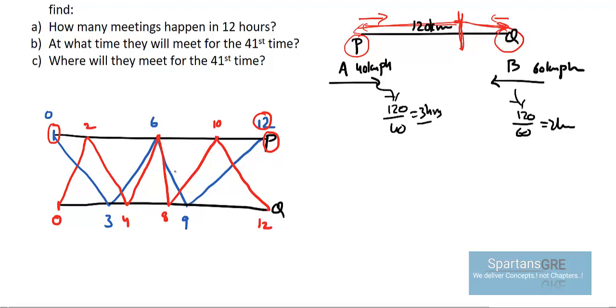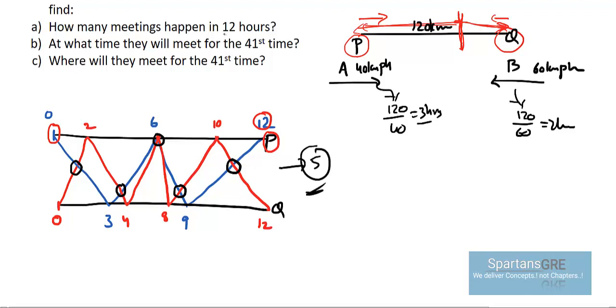So if you count their intersection points, here 1, this will be 2, and here 3, and here 4, and here 5. Total 5 intersection points are there, right? That means when we are counting the number of meeting points from the beginning to the saturation time, you're getting 5 here. So when you draw the diagram, you are able to say how many meetings happen in 12 hours: the number of meetings is 5.